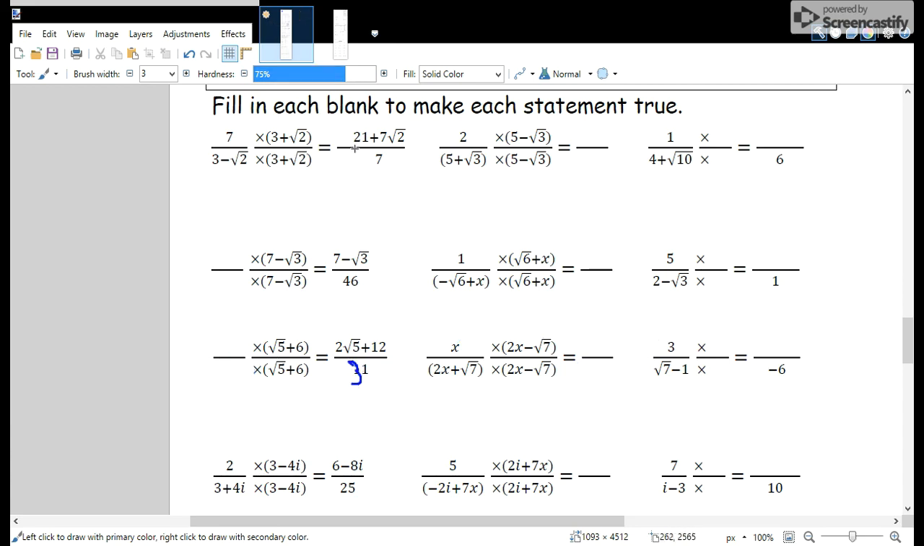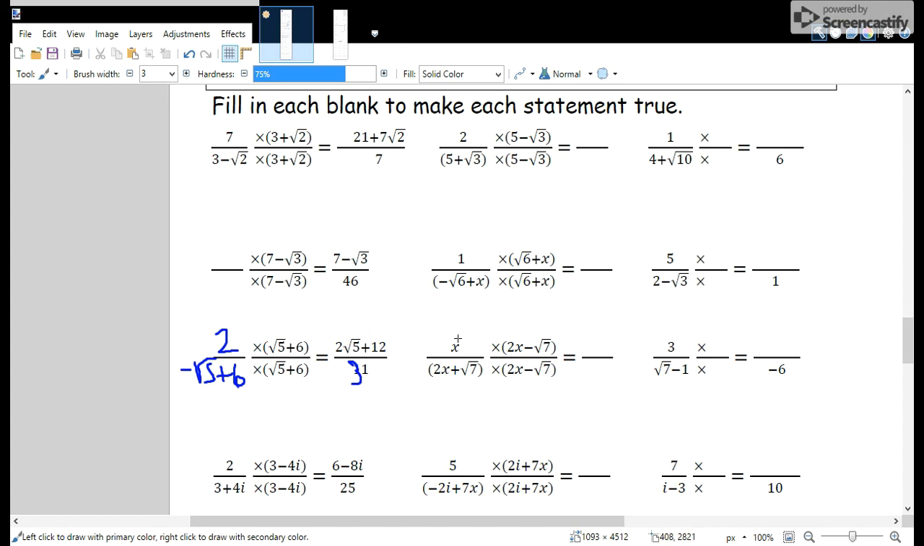So fill each blank to make each statement true. So if something times the square root of 5 plus 6 equals 2 square root 5 plus 12, and then something times radical 5 plus 6 equals 31. If that says 11, go ahead and change it to 31. So the conjugate of the square root of 5 plus 6 would be negative square root 5 plus 6. Now at the top, we're going to multiply these by 2, because 2 times the square root of 5 is 2 square root of 5, and 2 times 6 is 12.